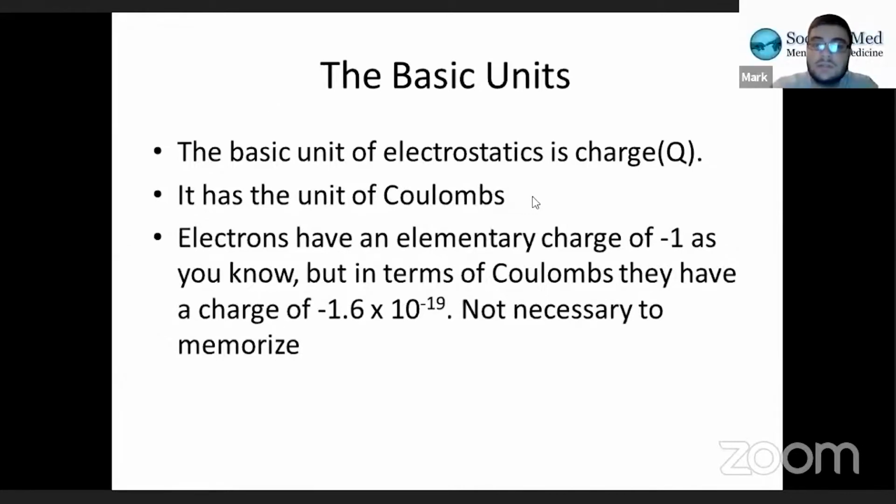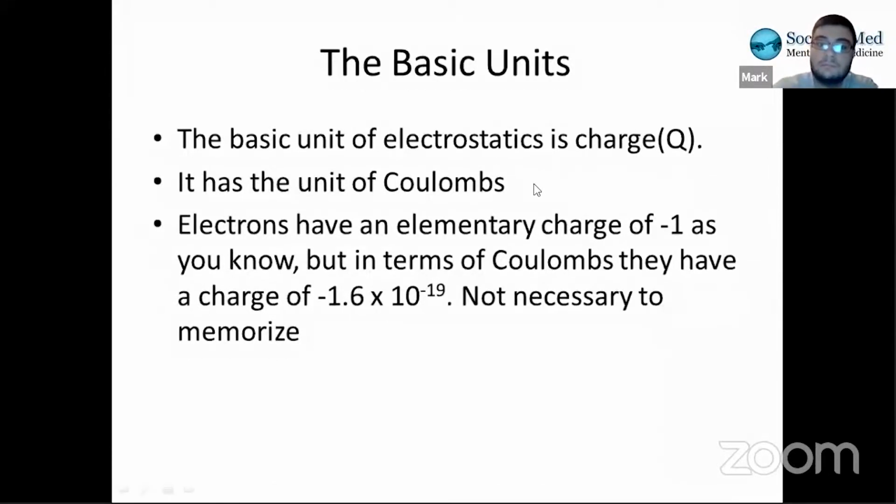Okay, so the basic units. The basic unit of all electrostatics is charge, which is written as Q and has the unit of coulombs. Electrons have an elementary charge of -1, as you might know from your general chemistry class, and protons have an elementary charge of +1. But in terms of physics, that's not actually how we consider charge. In physics, we consider charge in terms of coulombs, and an electron has a charge of -1.6 times 10 to the -19th coulombs.